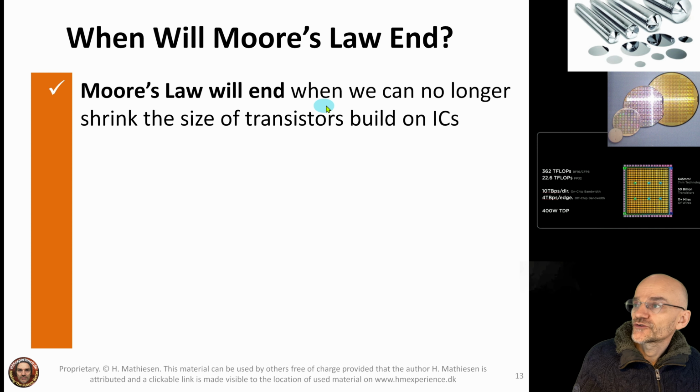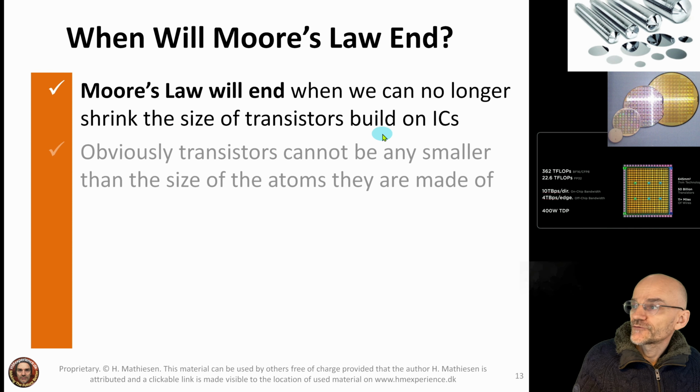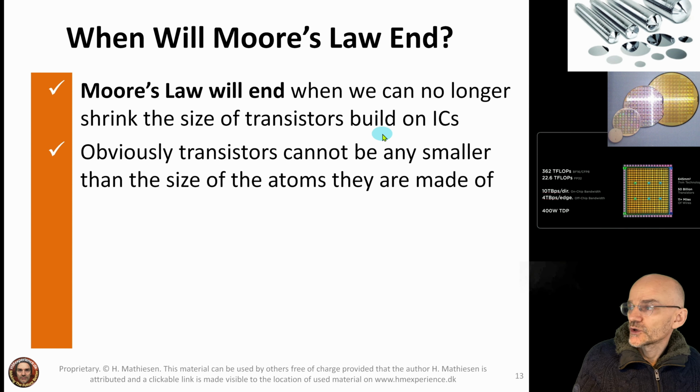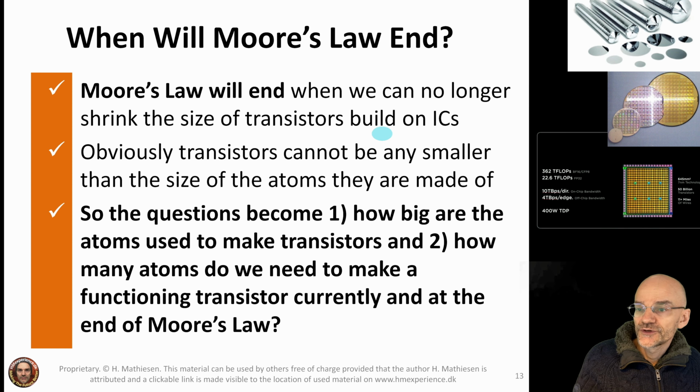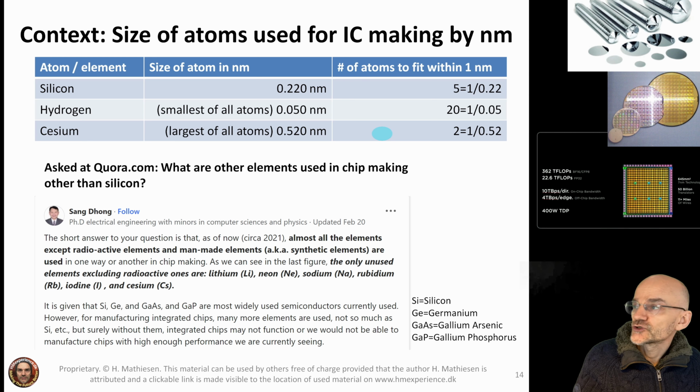Moore's law will of course end when we can no longer shrink the size of transistors built on an IC. And obviously transistors cannot be smaller than the size of the atoms that they're made of. So we can reformulate the question to: how big are the atoms used to make the transistors in an IC, and how many atoms do we need to actually make a functioning transistor, both currently and at the end of Moore's law? So let's take a look at how big the atoms are first.